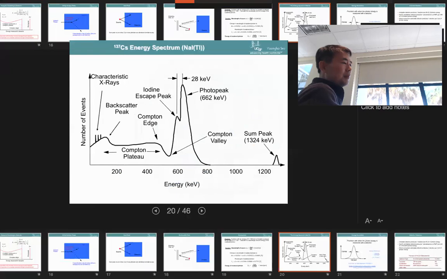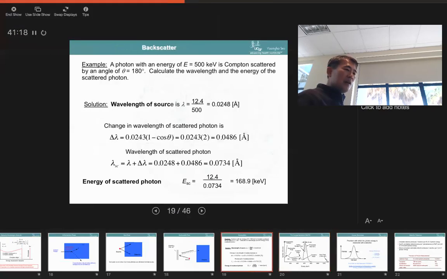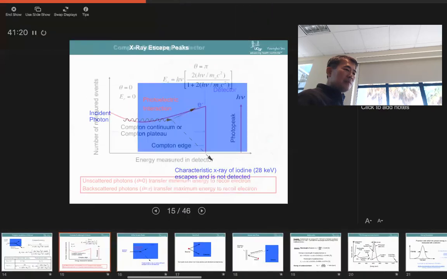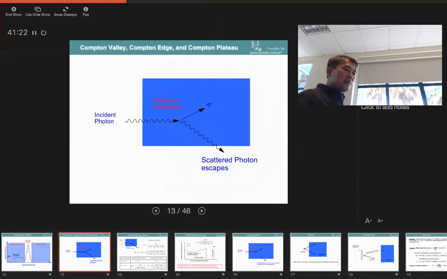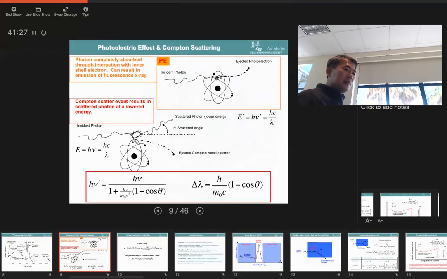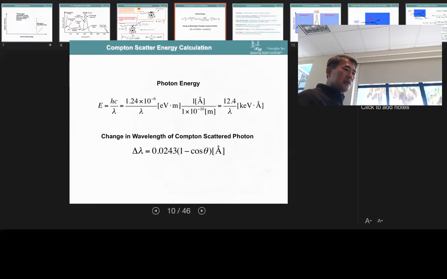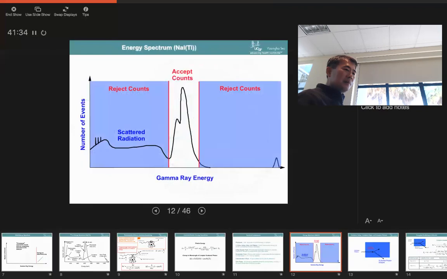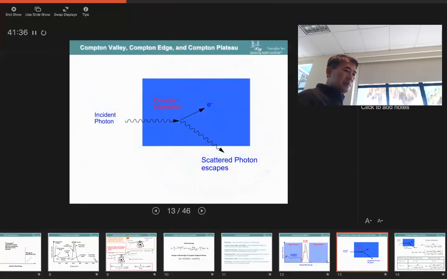Yes? Can you describe real quick exactly why the Compton effect has the plateau, the edge, and the valley? The plateau is this continuum of energy. We can go back to, which one is better? Let me see. This one. So the measured energy is a part of the energy spectrum, right?